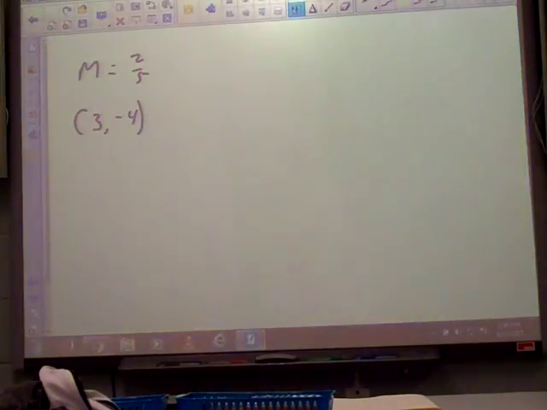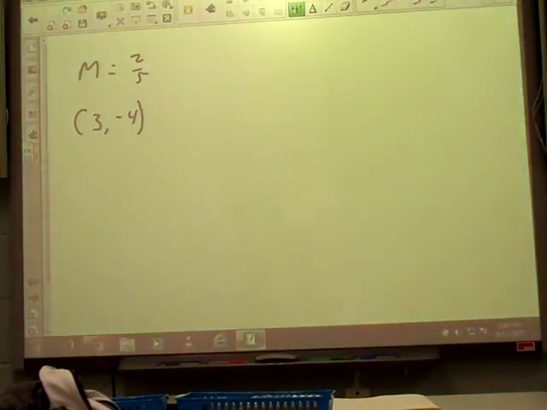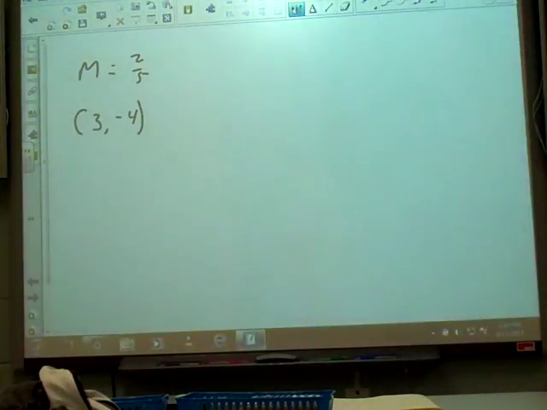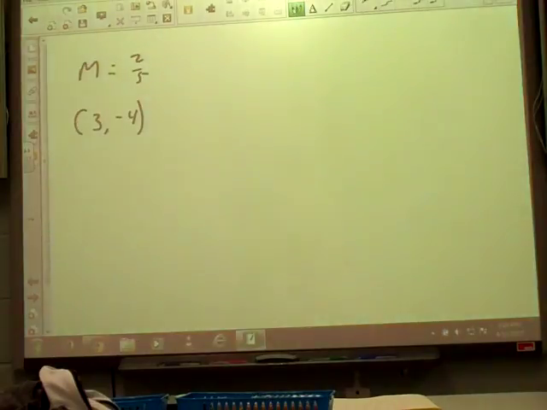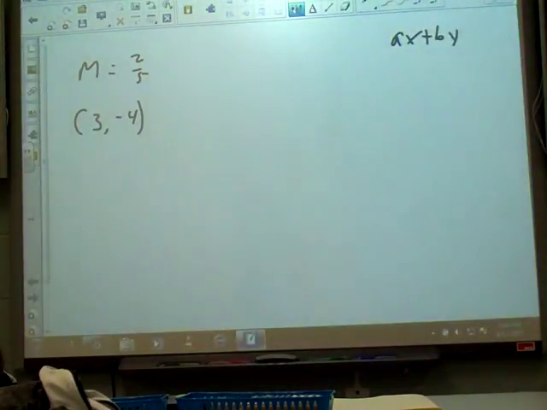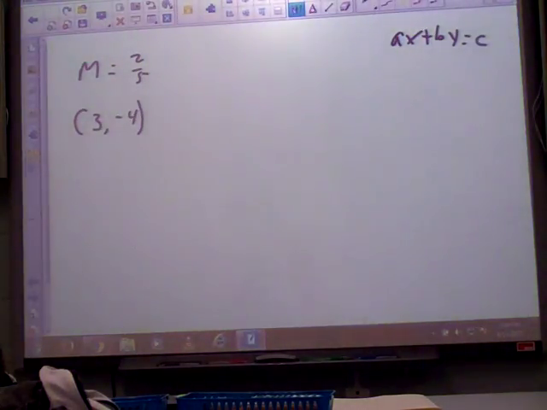This time the directions say find an equation of the line with a slope of 2/5. It goes through the point (3, -4), and write it in standard form. Oh no, we've dealt with slope-intercept form already, y equals mx plus b. Now all of a sudden we got something asking for standard form. That means my final answer's got to be in the form of ax plus by equals c. That's standard form. Okay, what about that (3, -4)?